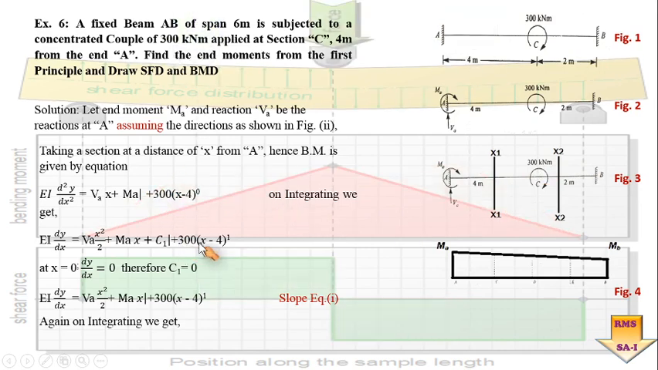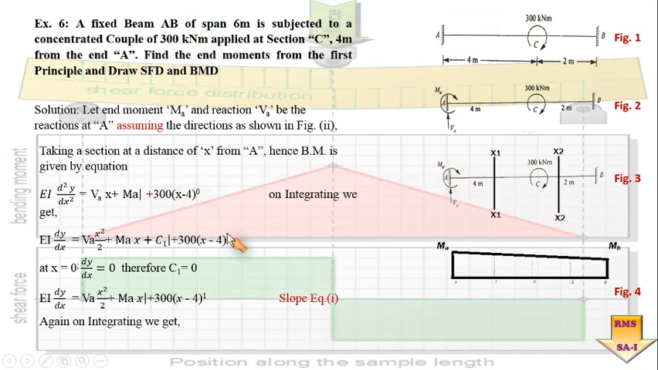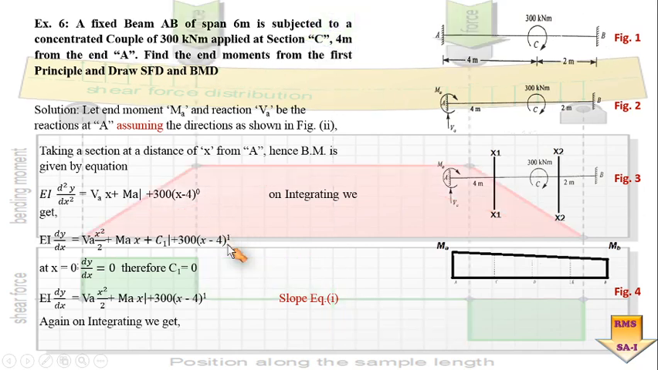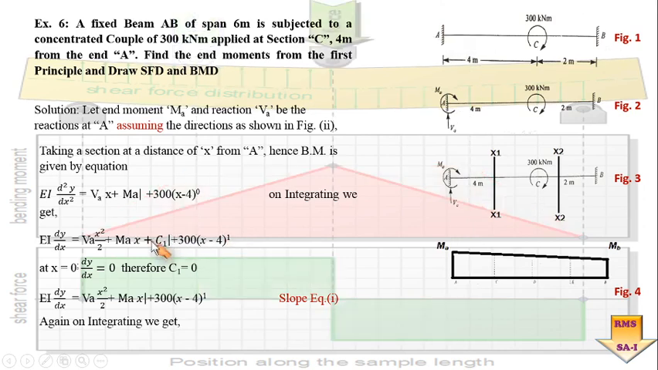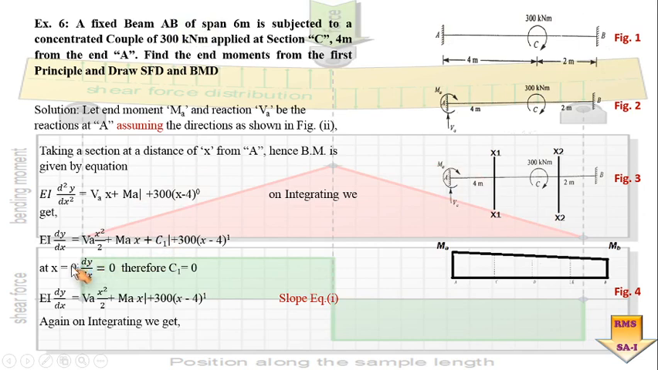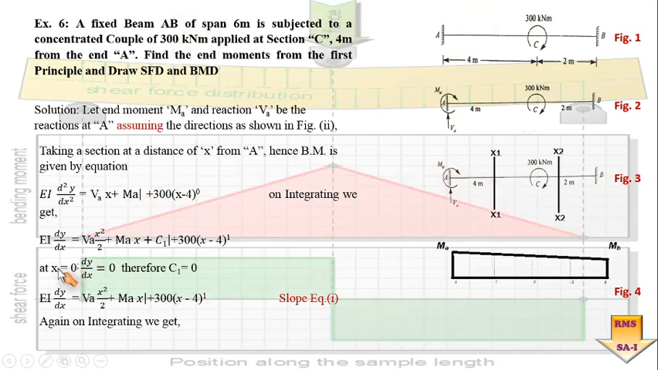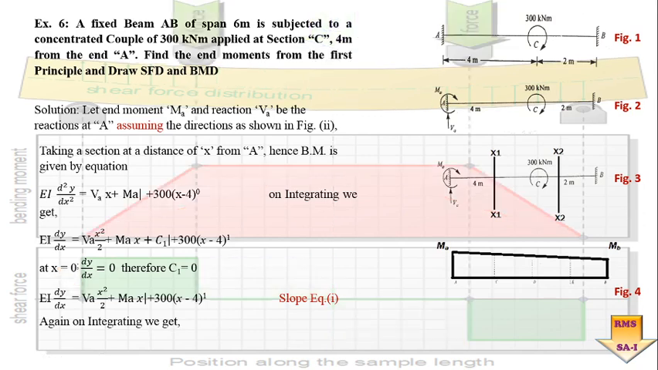So plus 300 x minus 4 raised to 0 plus 1, so the power comes out to be equal to 1. Now in order to find the value of C1, which is the constant of integration, we are going to use the boundary condition, and the very first boundary condition is at x is equal to 0, the slope has to be equal to 0.